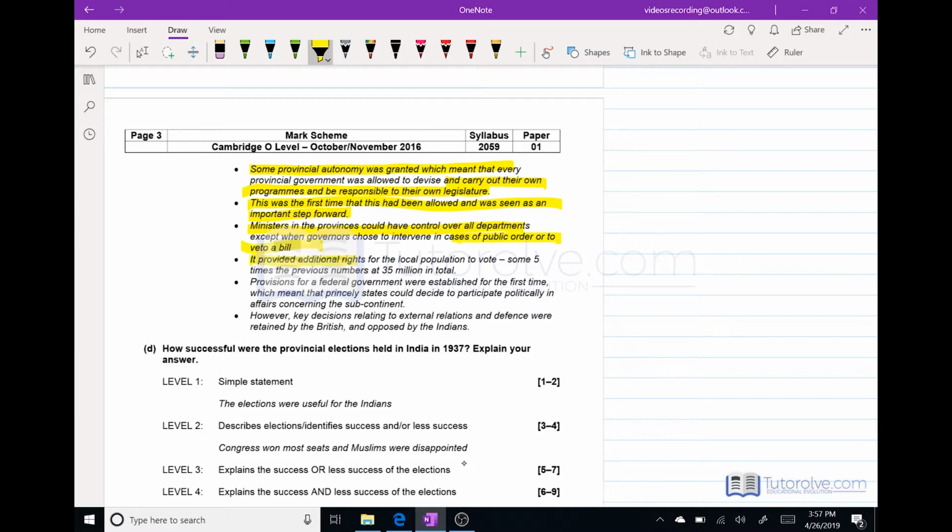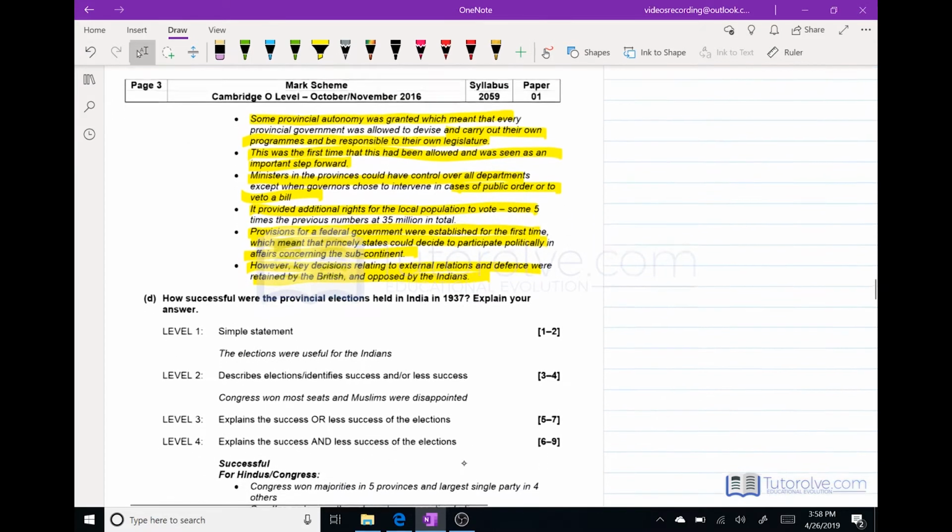It provided additional rights and it also gave provisions for federal government, which meant that princely states could decide and politically participate in the subcontinent. However, the key decisions still remained with the British, and that was largely opposed by the Indians.